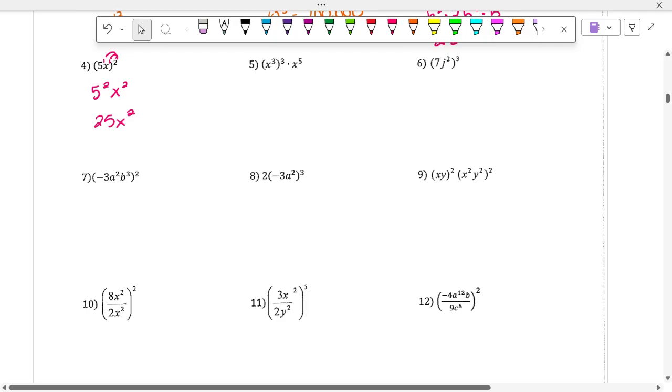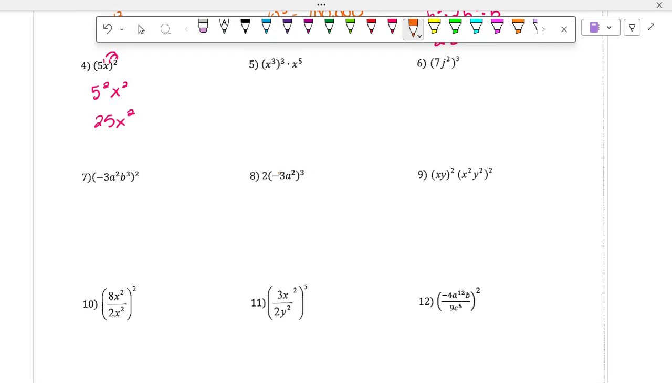Then we got number 8. So with number 8, this cube is only being applied to what's in the parentheses. So I'm doing 2 times negative 3 cubed a to the 6. So remember, if you cube a negative, it's going to remain negative. So this would be 2 times negative 27 a to the 6. So this would be negative 54 a to the 6.